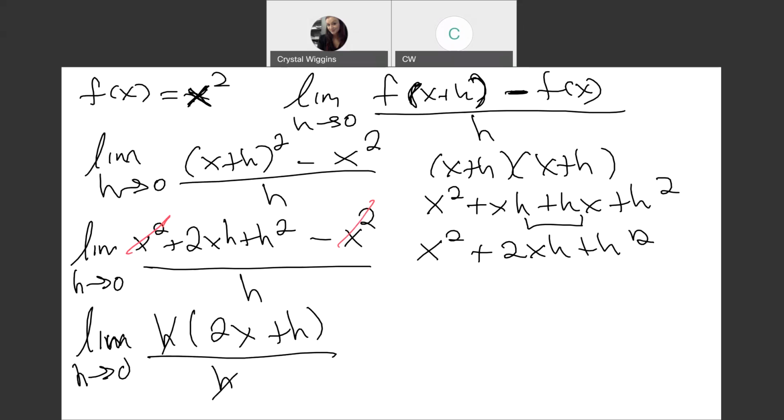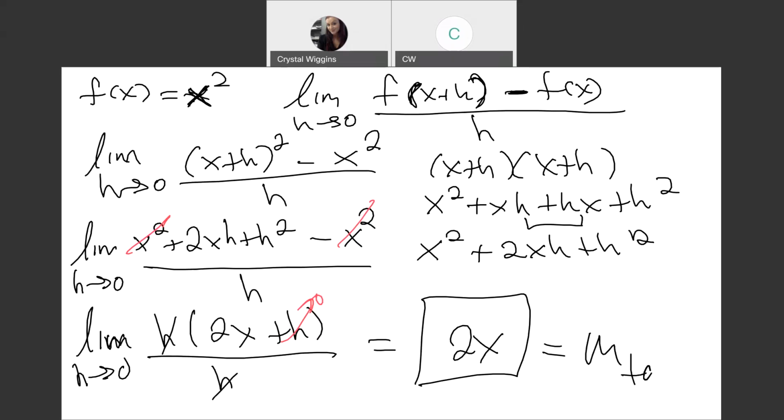Now, as I let h go to 0, this term turns to 0, leaving me with the formula 2x. Now, if I wanted to find the slope of the tangent line to any point on x squared, I would take the x value of the point and put it into 2x, my formula for the slope of the tangent line, and I would be able to find the slope that quickly.